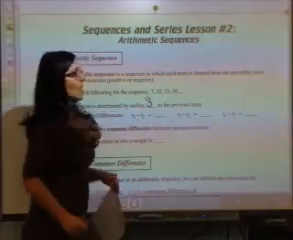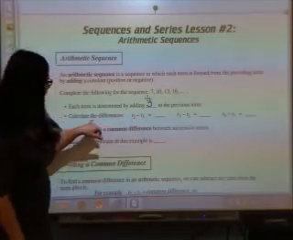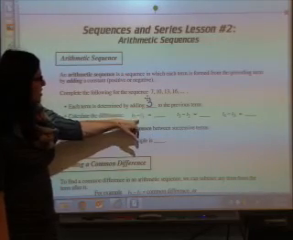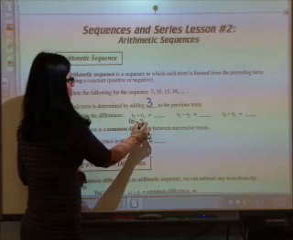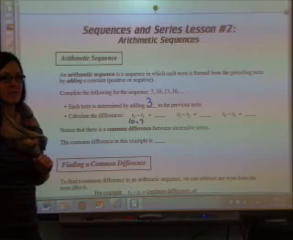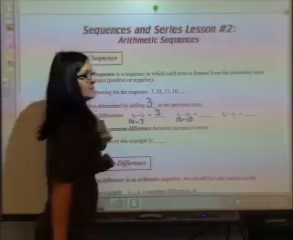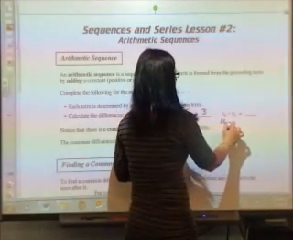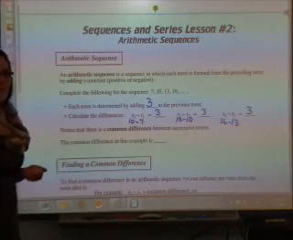I add 3. So now if we look at the algebra that's written here, calculating the difference, t of 2 minus t of 1. What it means is take the second term and subtract the first term. So the second term is 10, the first term is 7. 10 minus 7 is 3. The third term minus the second term. The fourth term minus the third term. What do you notice about all my numbers?